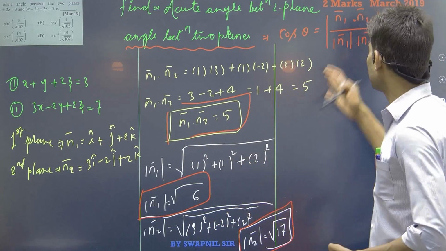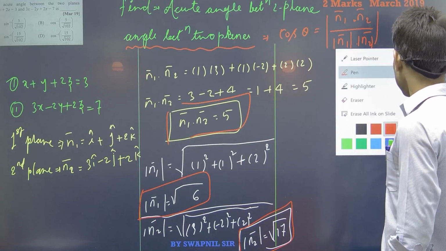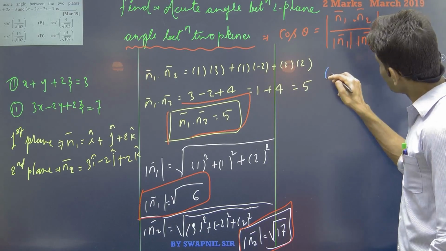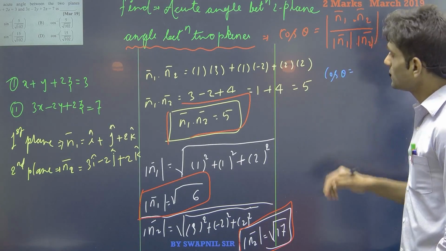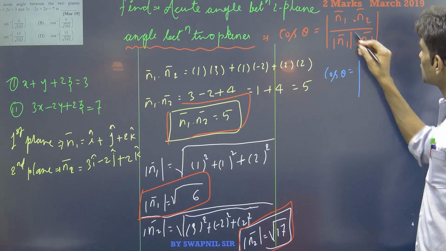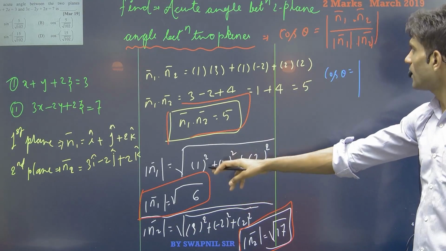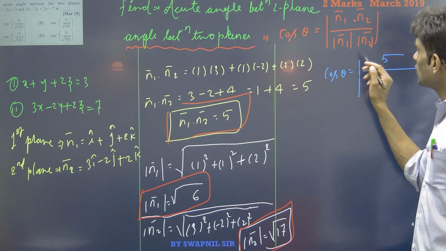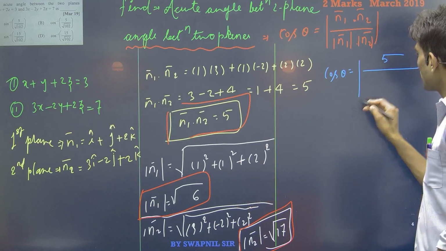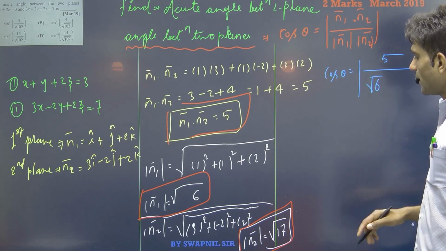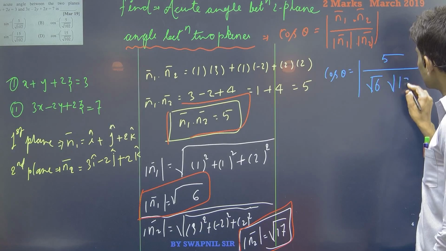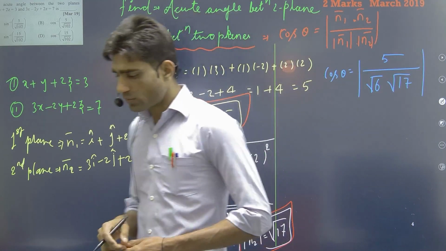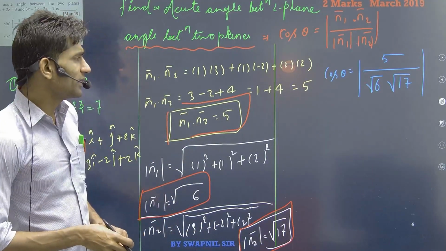Substitute all these values in our cos theta. Let's see what value cos theta gives us. So cos theta can be written as modulus of n1 bar dot n2 bar, which here is 5, completely divided by modulus of n1 bar times modulus of n2 bar. Modulus of n1 bar is root 6, and modulus of n2 bar is root 17. So the entire value for cos theta is 5 over root 6 into root 17.